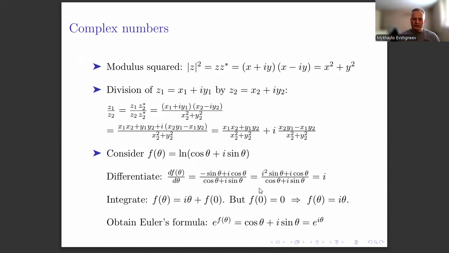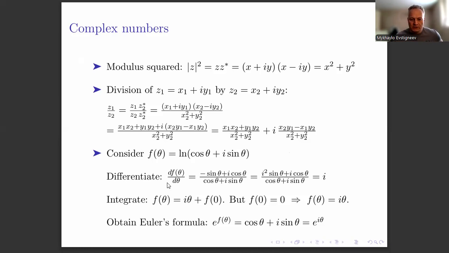But if I multiply the numerator by i... oh no, if I recall that negative 1 is actually i squared, then I get i squared sine theta plus i cos theta. And now I see that the numerator and the denominator differ by a factor of i, the imaginary unit. So take i in the numerator outside of the brackets, you get i times cos theta plus i sine theta, which is the denominator. And so the ratio is just this number i.